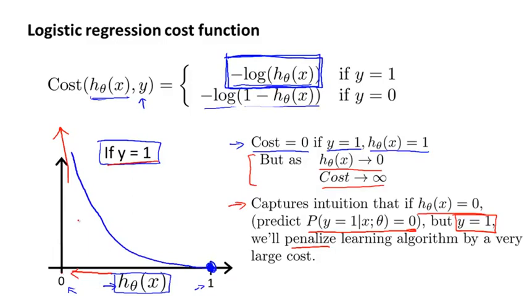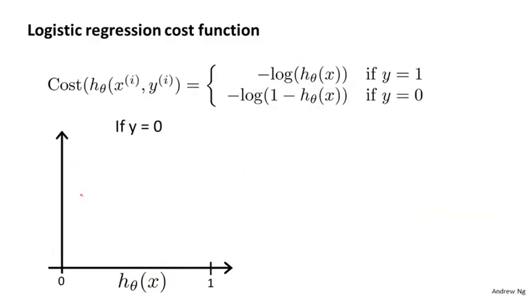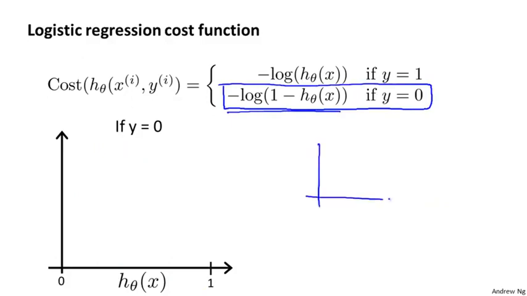This slide considered the case of y equals 1. Let's look at what the cost function looks like for y equals 0. If y is equal to 0, then the cost looks like this. It looks like this expression over here. And if you plot the function minus log 1 minus z, what you get is that the cost function actually looks like this. So it goes from 0 to 1, something like that.